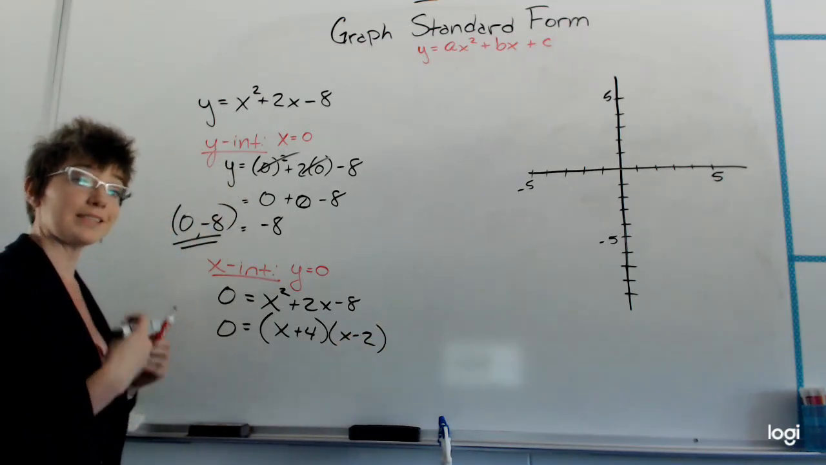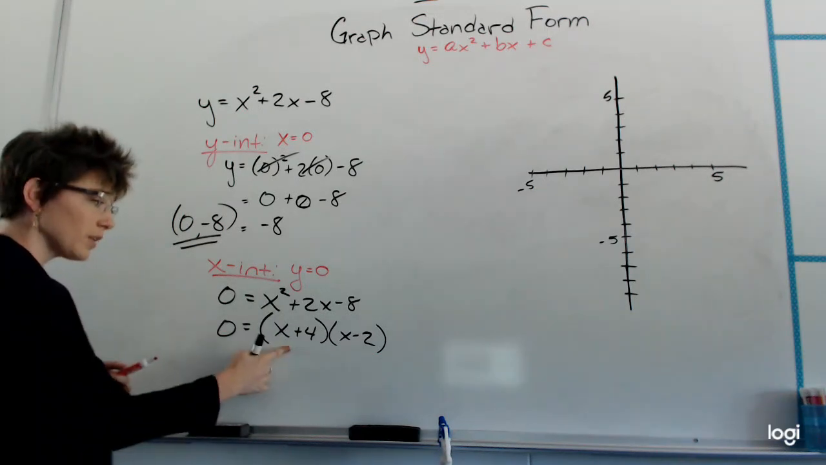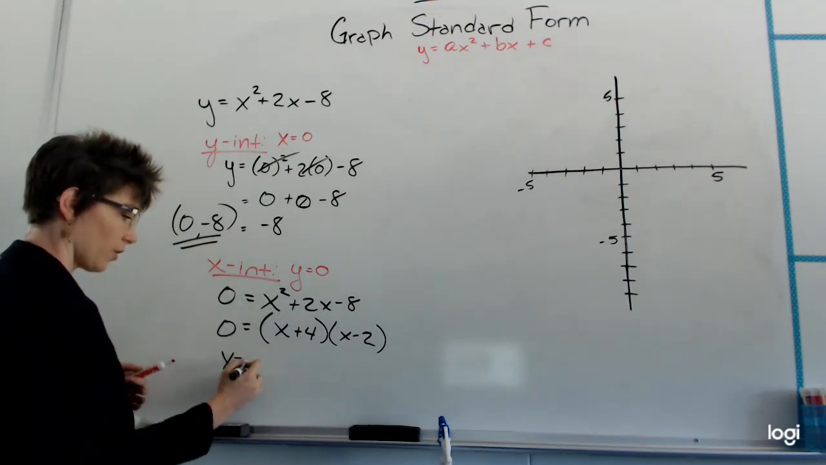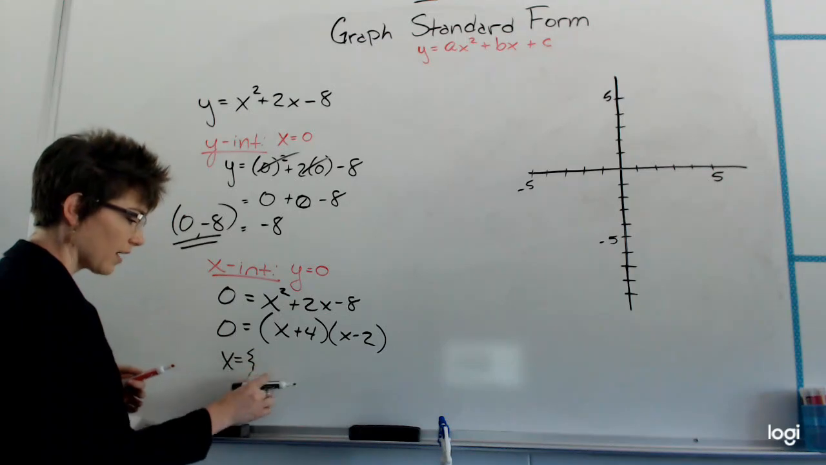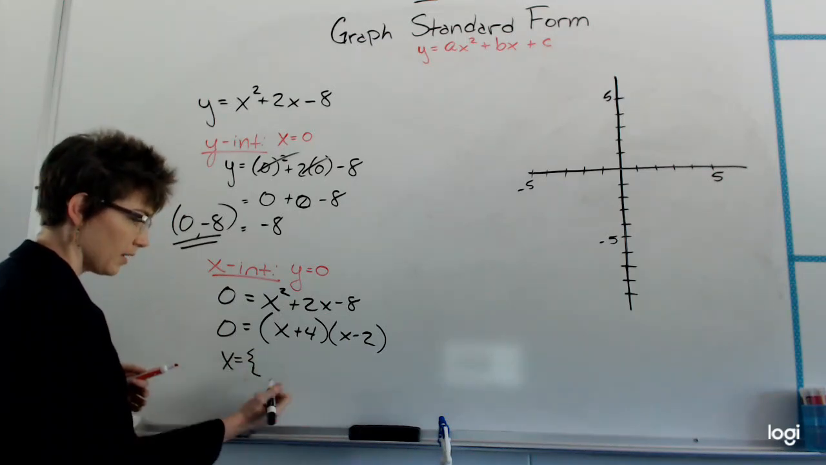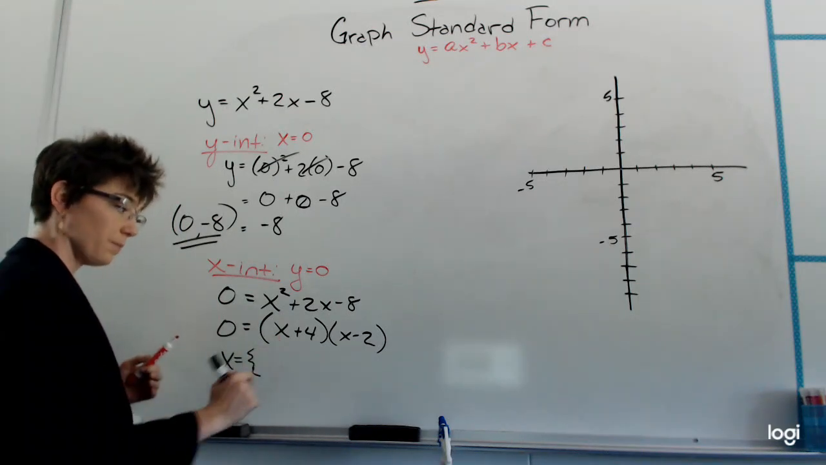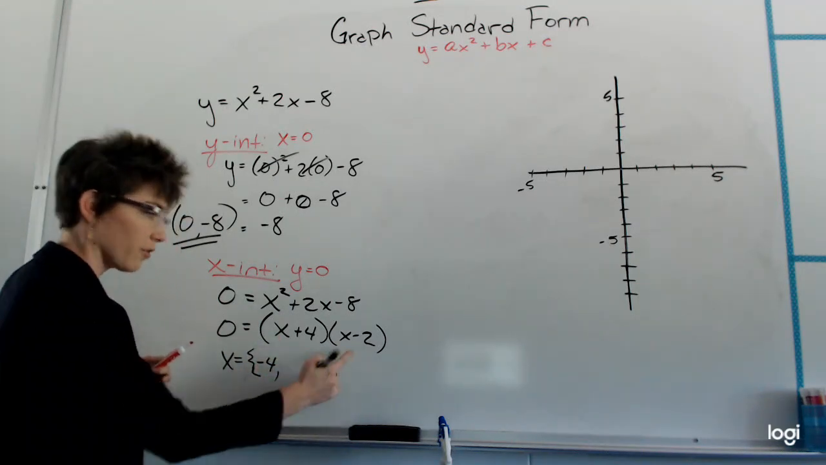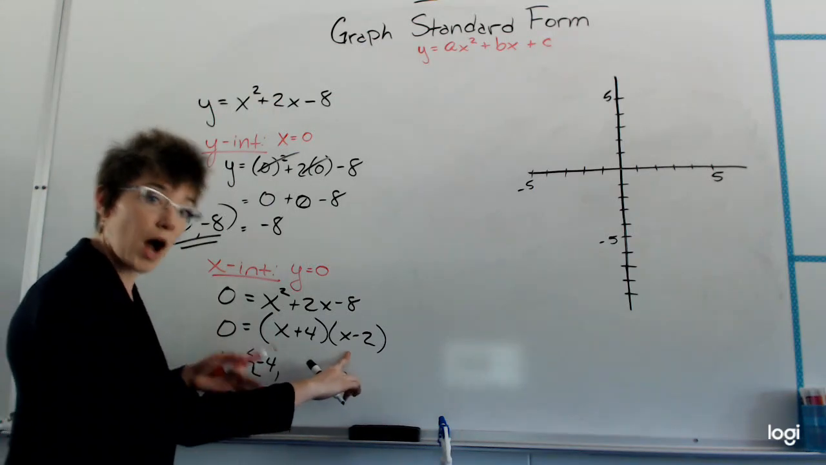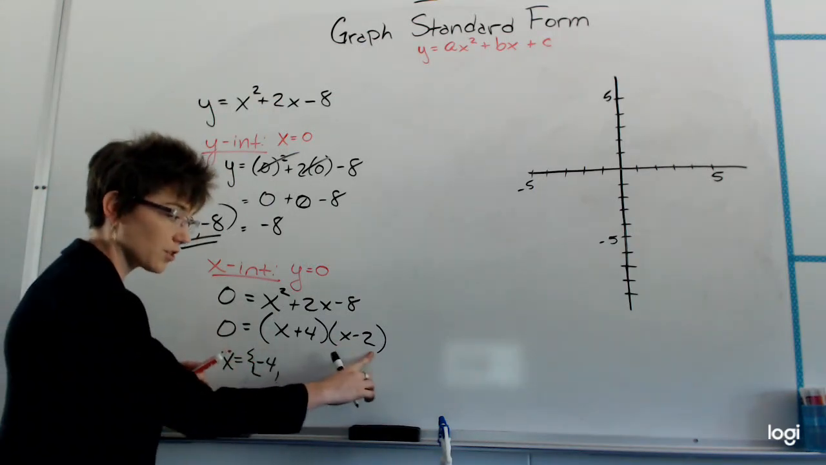Okay, so using the zero product property, I know that my solutions are going to be values that make each factor equal to 0. Here, that number would be negative 4, because negative 4 plus 4 is 0. And over here, the x value has to be positive 2, since 2 minus 2 is 0.